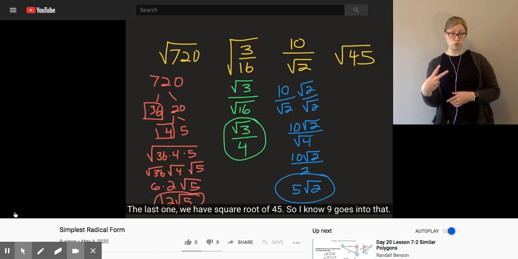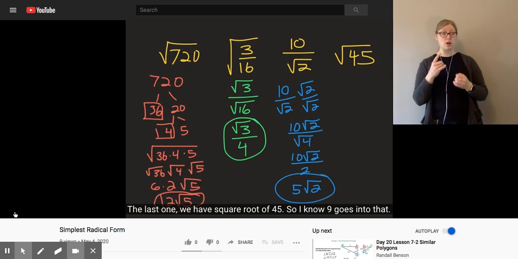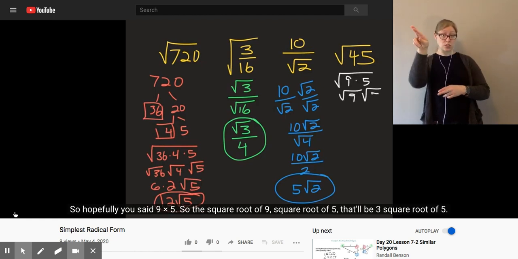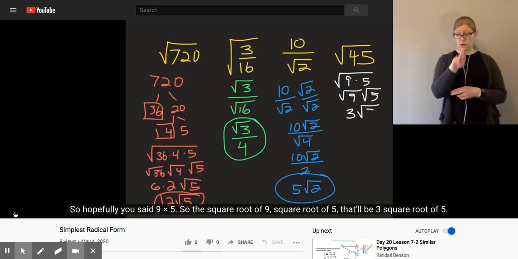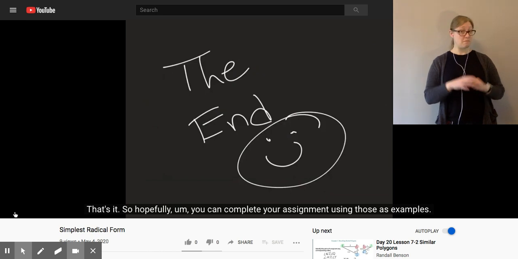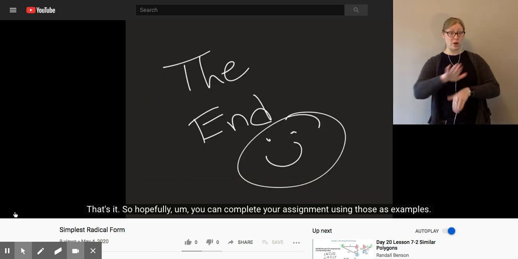The last one, we have square root of 45. So I know 9 goes into that. So hopefully you said 9 times 5. So the square root of 9, square root of 5. That'll be 3 square root of 5. That's it. So hopefully you can complete your assignment using those as examples.